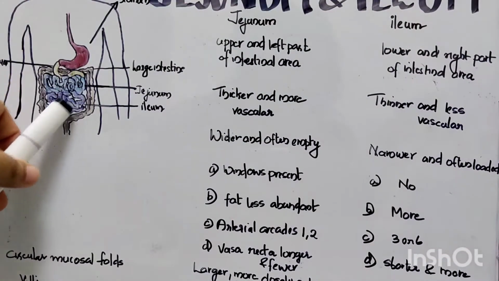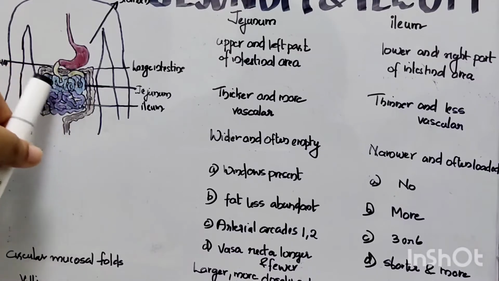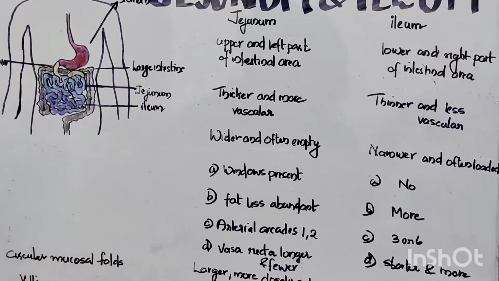So this is the jejunum and this part is the ileum. I have colored the jejunum blue and the ileum purple. These are the two parts. First we will discuss the jejunum. The jejunum and ileum are suspended from the posterior abdominal wall by means of the mesentery and also the flexure. That is, they hang from the posterior abdominal wall by means of the flexure as well as the mesentery.